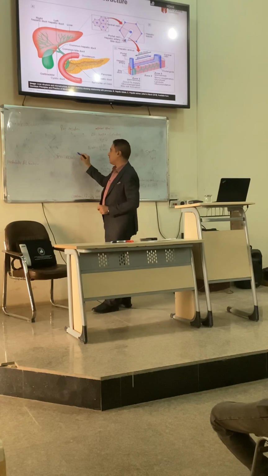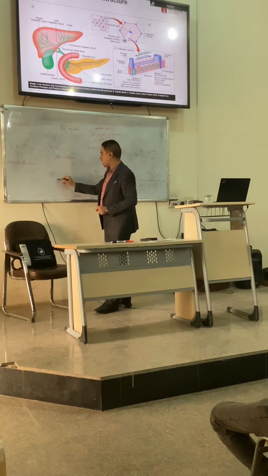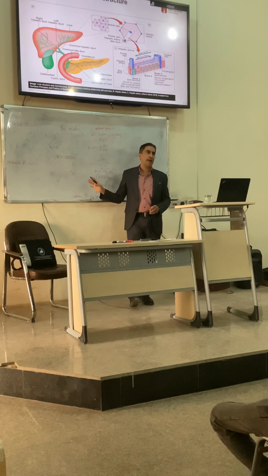Splenic vein. SMV, superior mesenteric vein, and inferior mesenteric vein. Okay? These are the territories of the portal vein.